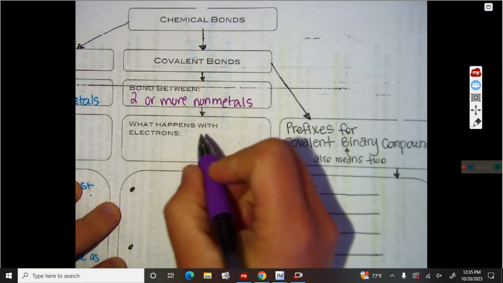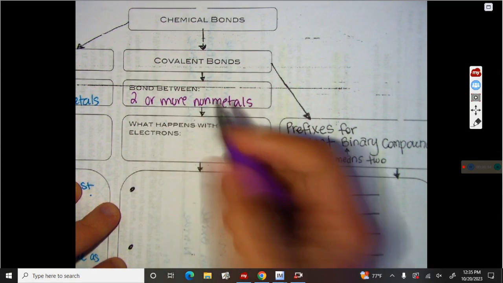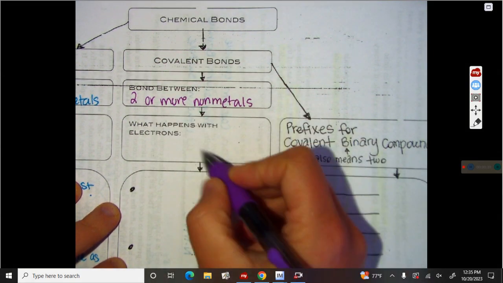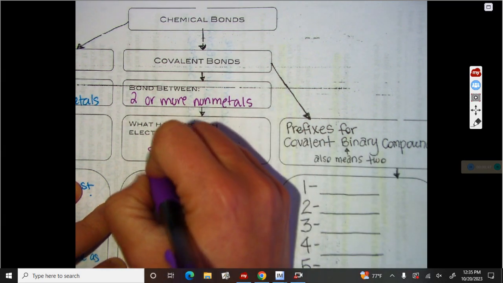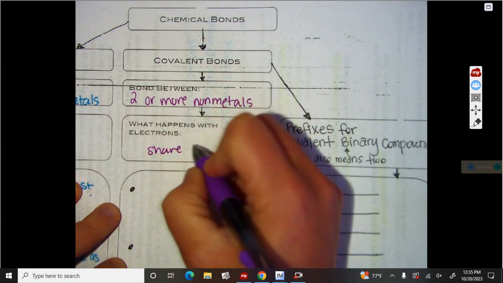Since these are all nonmetals, they all want electrons. So instead of being transferred, because nobody wants to get rid of them, they're just going to share their electrons to fill their outer shell.